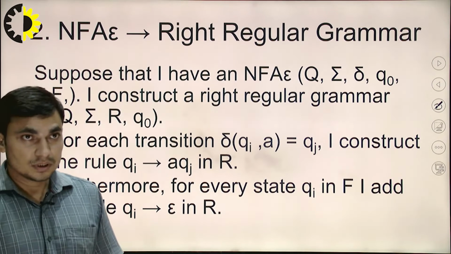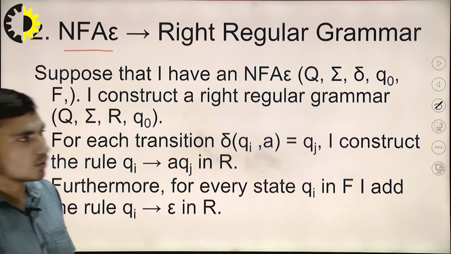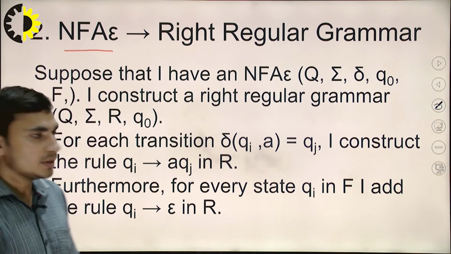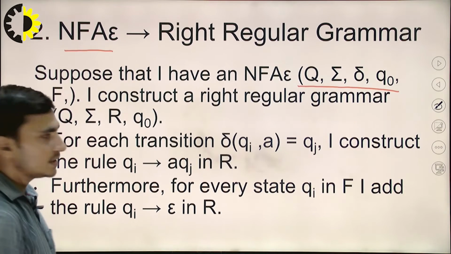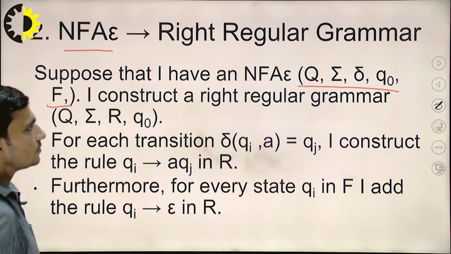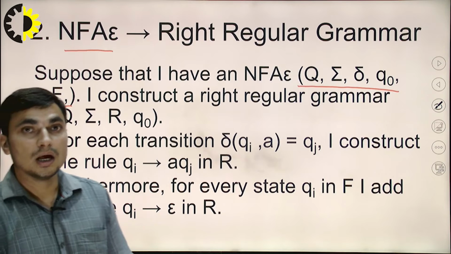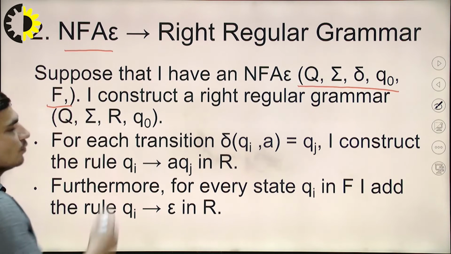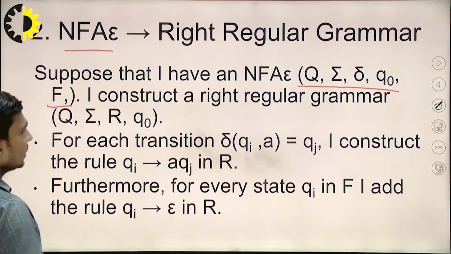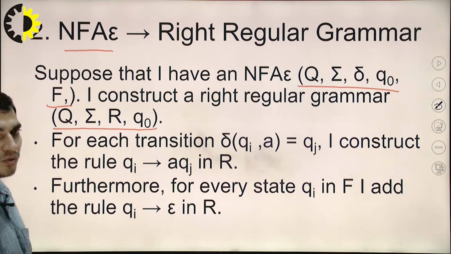And the second way, if we are having an NFA with epsilon, then by creating a right regular grammar from that. So now we are having an NFA with epsilon, which is represented by these 5 tuples, where Q is a set of states, sigma is a set of input alphabets, delta the transition rules, Q0 the start state, and F the set of final states.